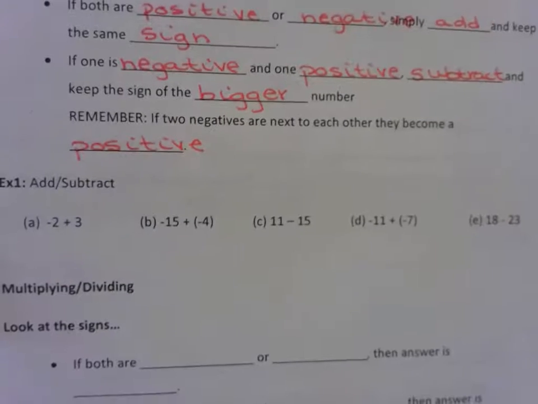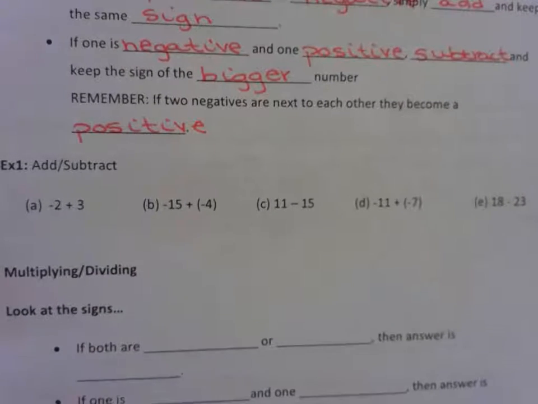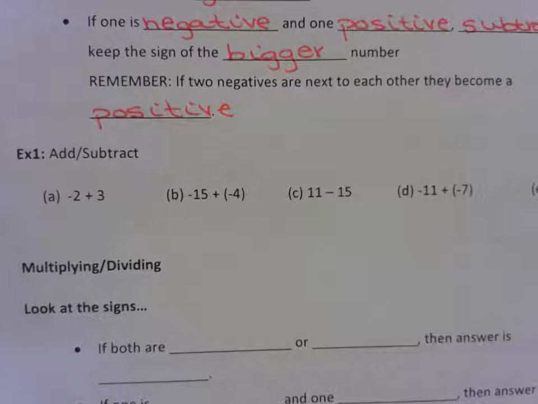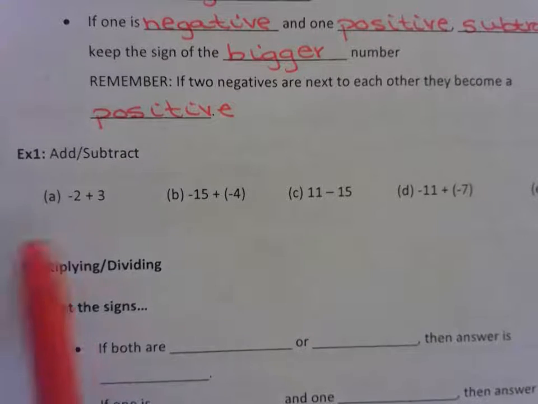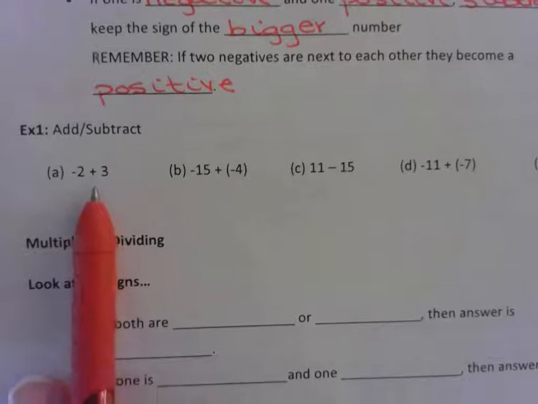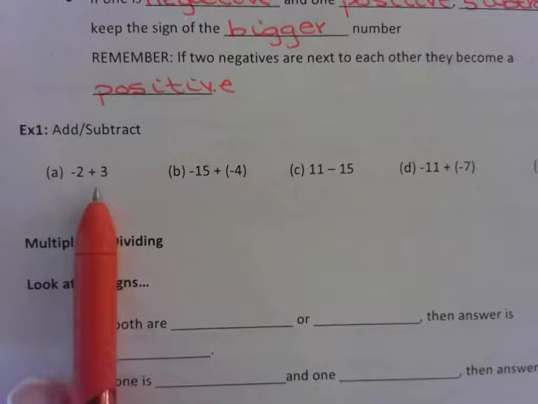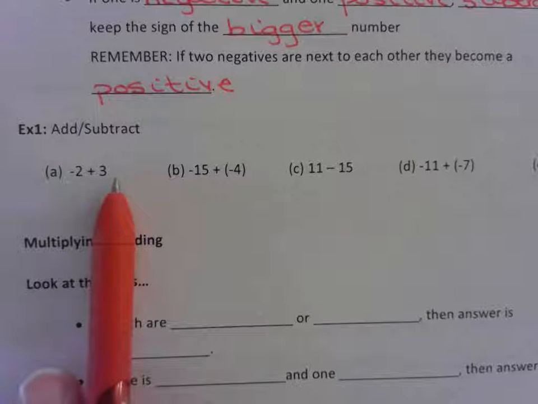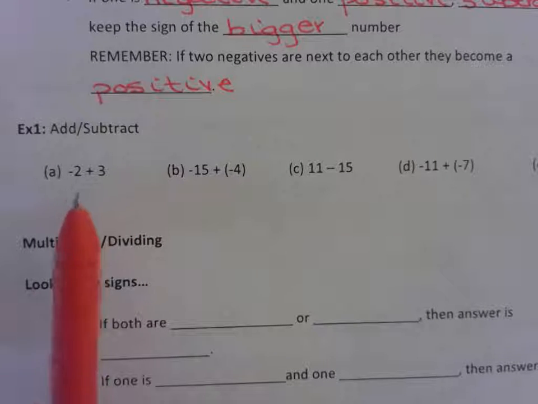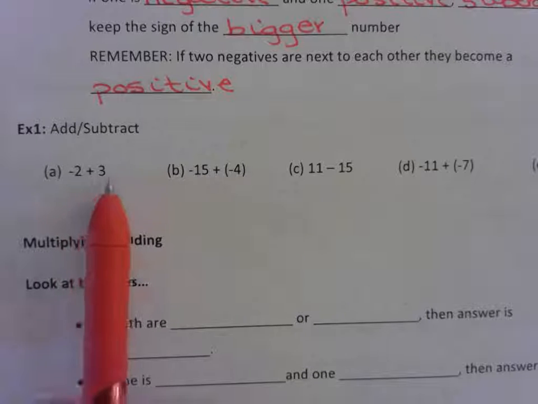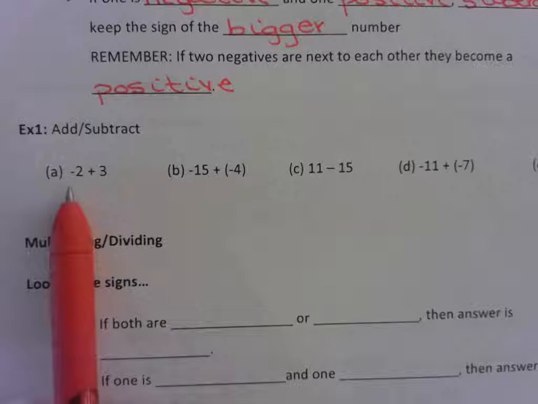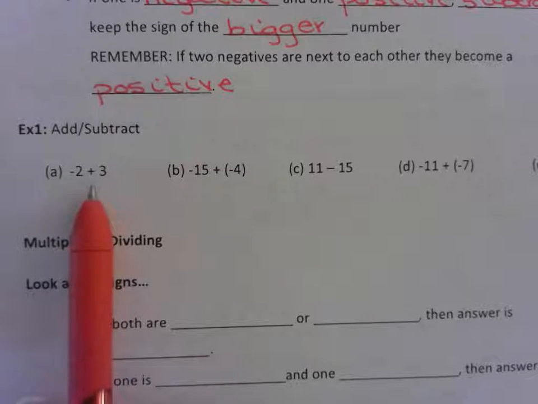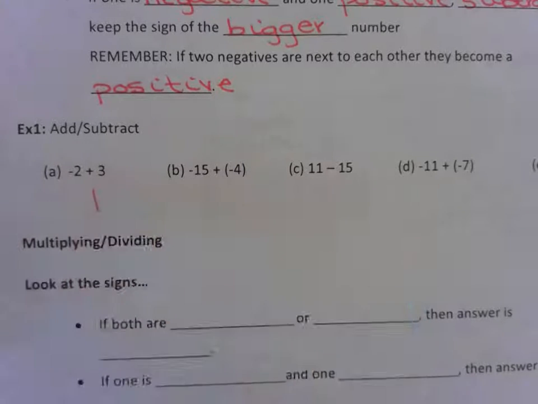So let's look at some adding and subtracting examples. This is why I don't want you to use a calculator, because I want you to do it in your head and not just plug it in a calculator. So negative 2 plus 3. Look at the signs. Are they the same or different? One's a negative, one's a positive. So I'm going to subtract, keep the sign of the bigger number. So what's 3 minus 2? 1. And the bigger number is what? Positive. So it's a positive 1.